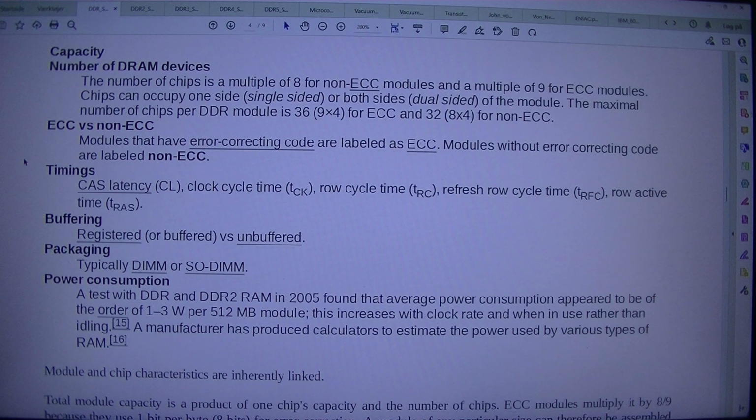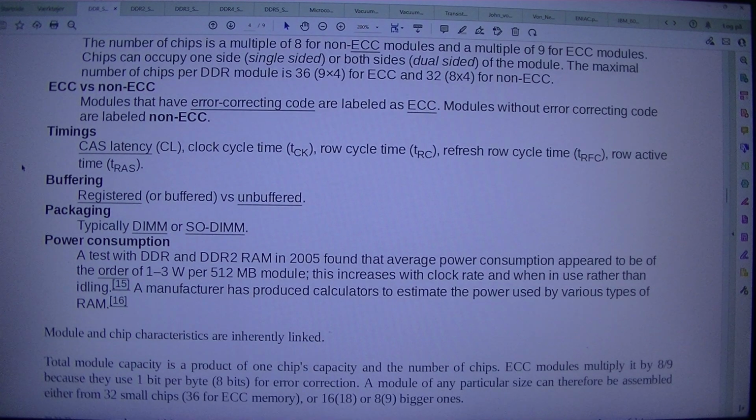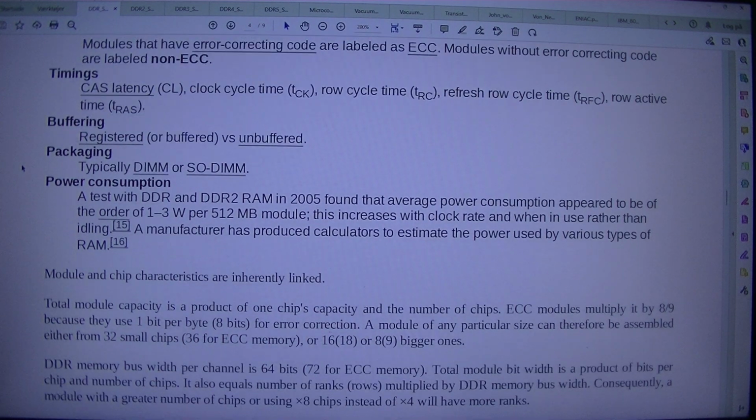Timing: CAS latency (CL), clock cycle time (tCK), row cycle time (tRC), refresh row cycle time (tRFC), row active time (tRAS). Buffering: registered, or buffered, vs. unbuffered. Packaging: typically DIMM or SO-DIMM.